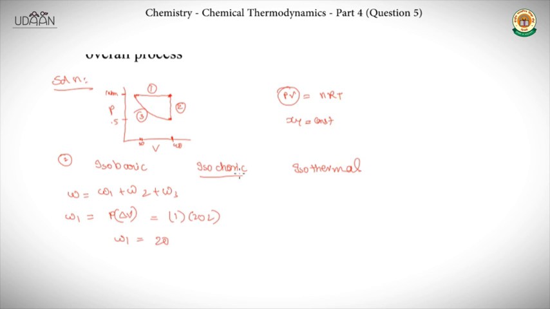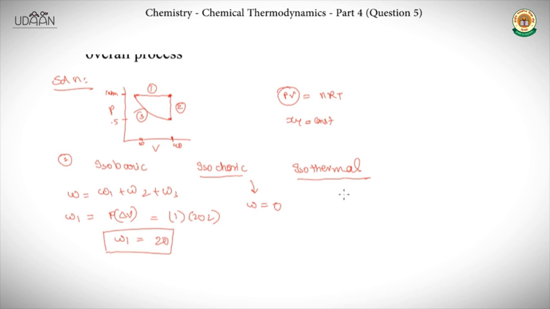And coming to isochoric process, what is work done in isochoric process? Isochoric process is at constant volume, in the sense work done is 0, right? See, work done is always the area under the PV graph. And for that particular path, the area will be 0. So work done is 0.